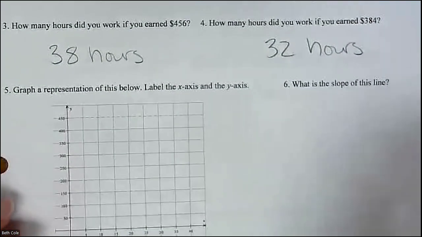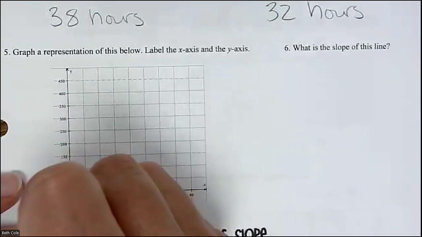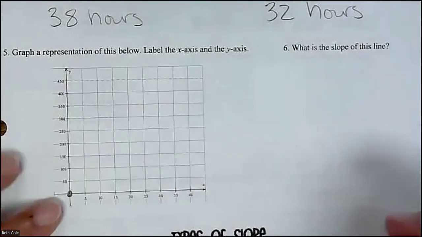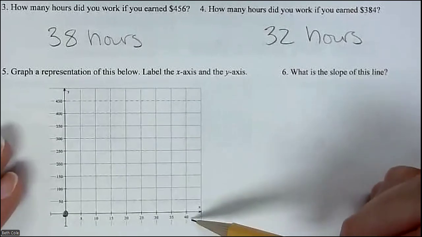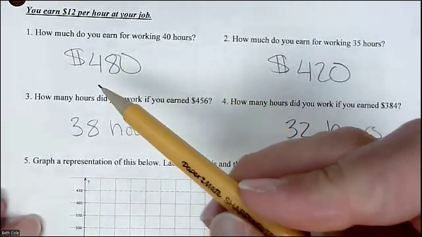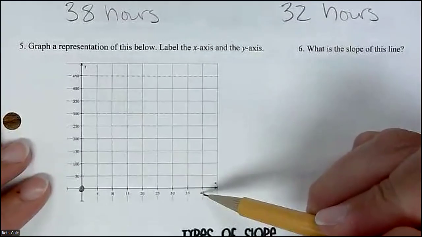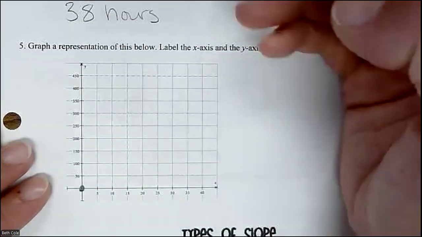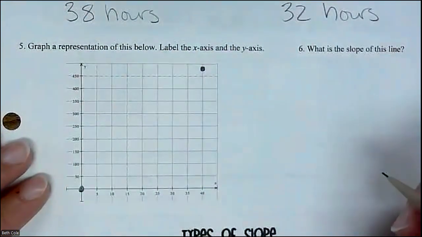So graph a representation of this. If you work 0 hours, how much money did you make approximately? 0. So you can start there at the origin and then you don't really need to plot all these points, maybe just a couple of them. What was 40? For 40 hours, what did we get? 480. So do you see how 40 here on the x-axis gives me 480? That's like practically off the grid. So like a point there.